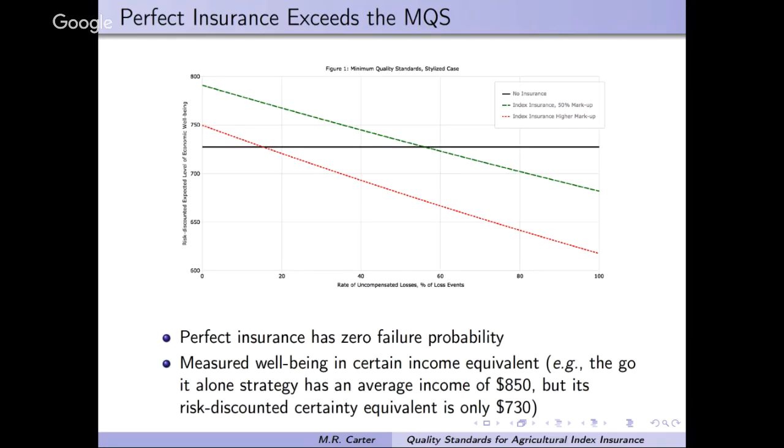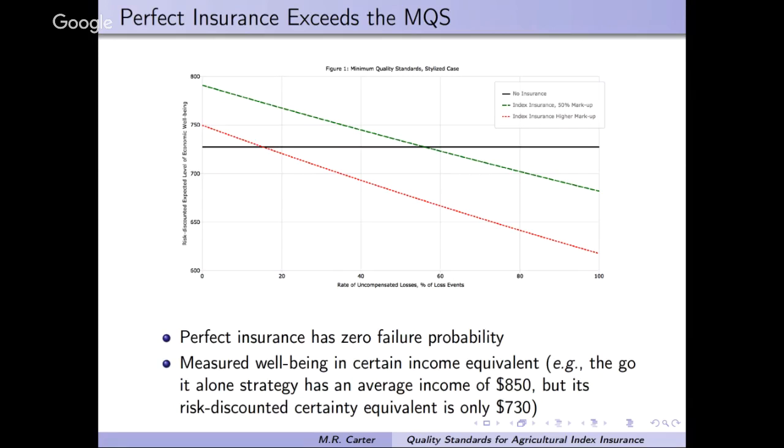So this diagram, which I won't talk about too much, shows that if we have perfect insurance, as the green line shows, it would be the far left-hand side of this diagram. When the farmer goes it alone without insurance, the certainty equivalent for that farmer, the standardized level of well-being, is about $740. When the farmer has insurance and the insurance never fails, as a perfect insurance contract would, you can see by the green line that the farmer's level of well-being is almost $800.